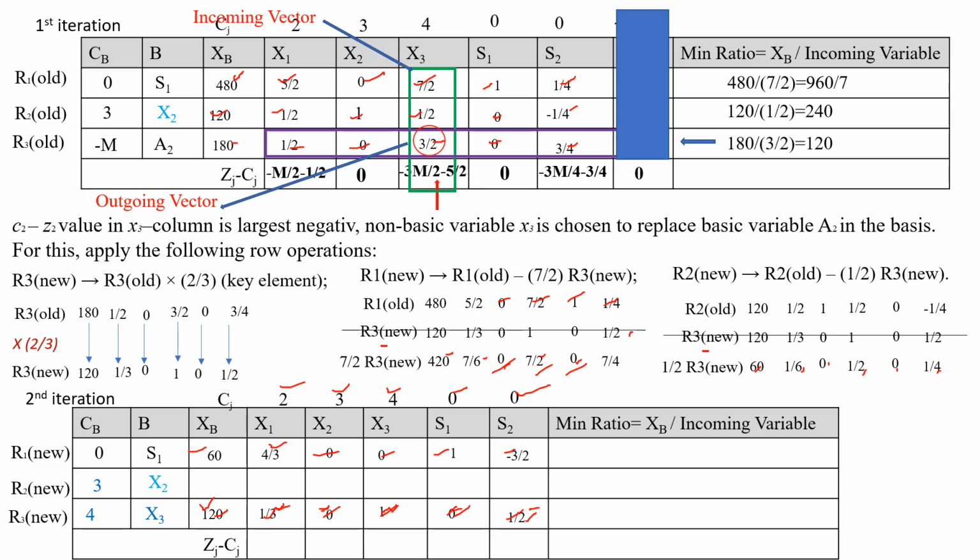Next we have to do the operation R2 new equal to R2 old minus 1 by 2 of R3 new, that is 120 minus 60, it is the 60, 1 by 2 minus 1 by 6, it is the 1 by 3, 1 minus 0, it is the 1, 1 by 2 minus 1 by 2, it is the 0, 0 minus 0, it is the 0, minus 1 by 4 minus 1 by 4, it is the minus 1 by 2. Enter these values in the row 2 of the new table.